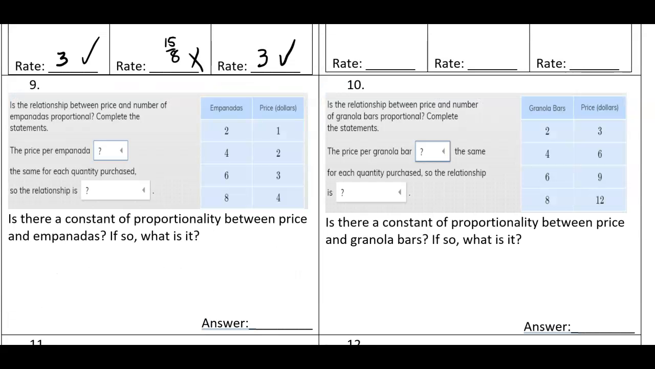And for problem number 9, it says, is the relationship between price and number of empanadas proportional? Complete the statements. So the price per empanada. So price comes first, divided by empanadas. So 1 divided by 2 is equal to 0.5. So it's 0.5 or 50 cents per empanada. And that's the same thing here for everything. So if you divide, you still get 0.5. You divide here, you get 0.5. You divide here, you get 0.5. You divide here, you get 0.5. So it is proportional.